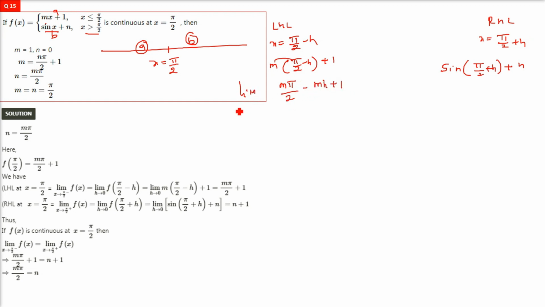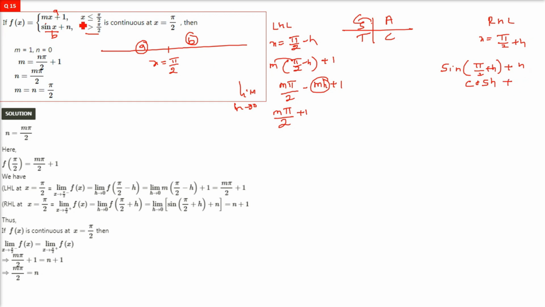Just apply the limit and make the h term zero. Assume this h is very small, so we can just eliminate it. So m pi by 2 plus 1 will come on the left hand limit. For the right hand limit, it is sine of 90 plus theta. If you go through the rule "add sugar to coffee", that is where the different trigonometric terms are positive and negative. Sine is positive here, and sine of 90 plus theta is cos theta, cos h it will be. So the final is cos h plus n.